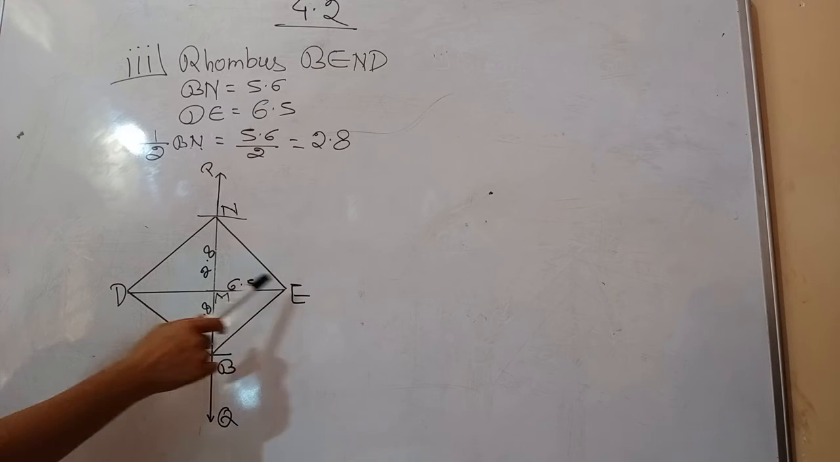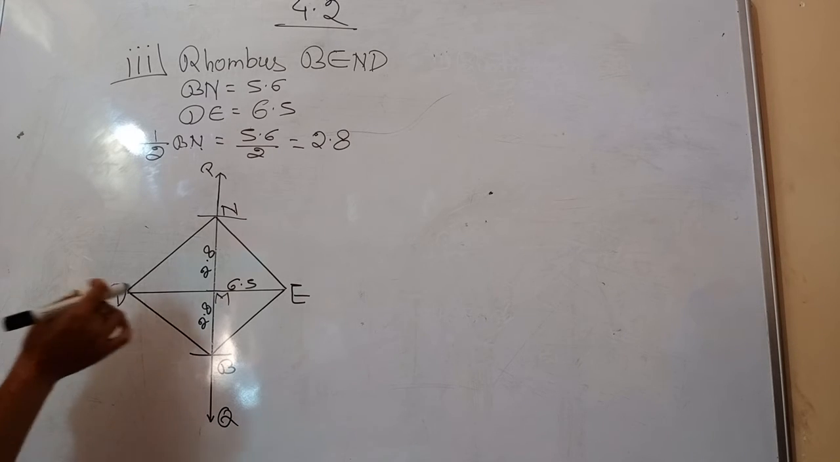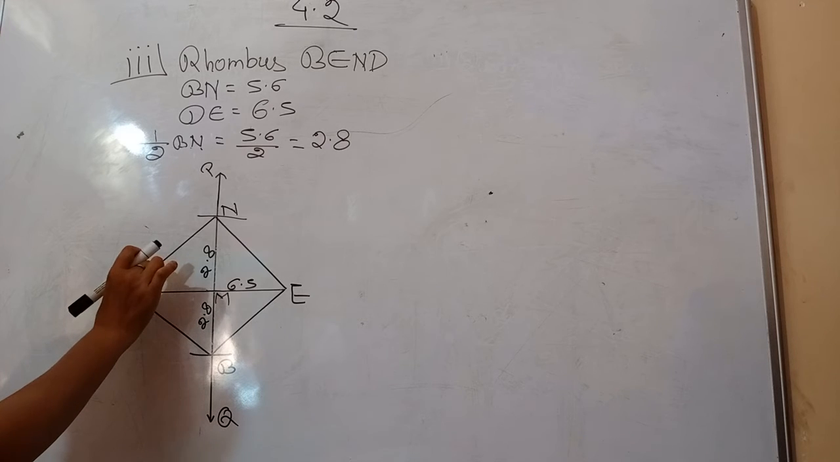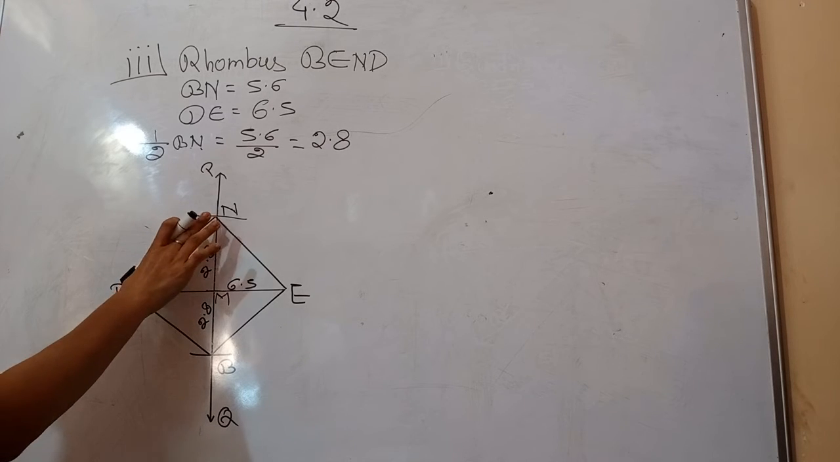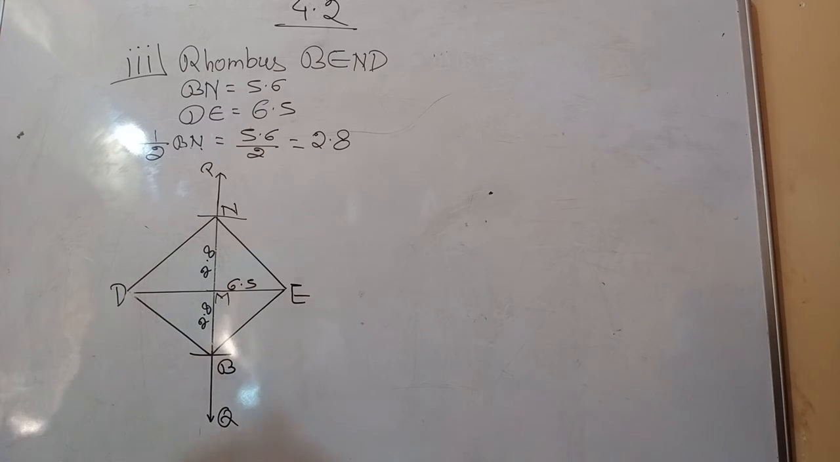So DE is 6.5 centimeter. After that what you have to do? With center D and radius more than half, cut arc both sides. Now you have to put your divider here on D and take any radius which is more than half of DE. See, what is DE? Here is DE.